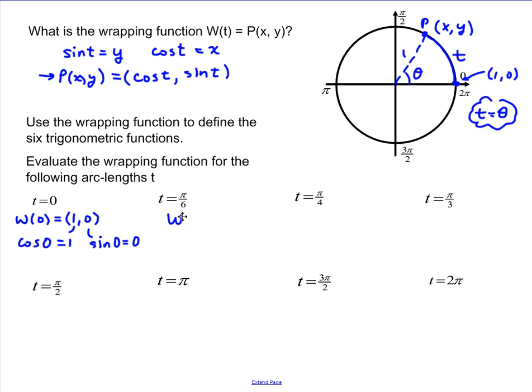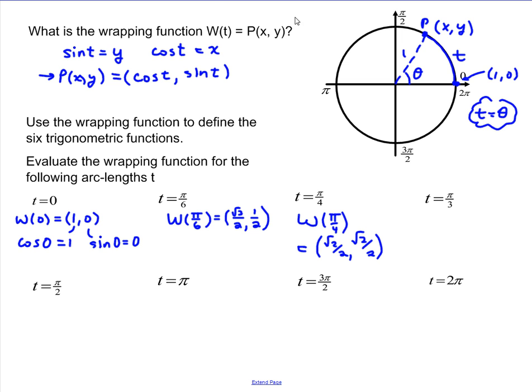So what else could we say? Well, if we're evaluating our wrapping function at pi over 6, what we're really looking for is the coordinate point made up of the cosine of pi over 6, which we happen to know to be radical 3 over 2, and the y value, which is the sine of t, and that happens to be 1/2. If we said W of pi over 4, what are we really talking about? Well, in this case, that is going to be both the sine and the cosine. The cosine of pi over 4 turned out to be radical 2 over 2, and the sine of pi over 4 also ends up being radical 2 over 2.